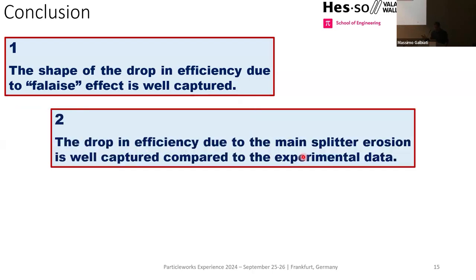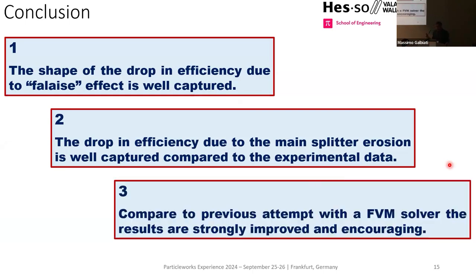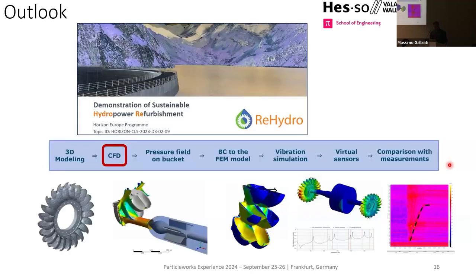And we also capture accurately the drop in efficiency due to the erosion of the main splitter compared to experimental data and literature. And compared to previous attempts with a finite volume solver, as I said, the results are strongly improved, mainly for the falaise effect, and are encouraging. This is why we decided to buy a license of Particleworks for a new project.